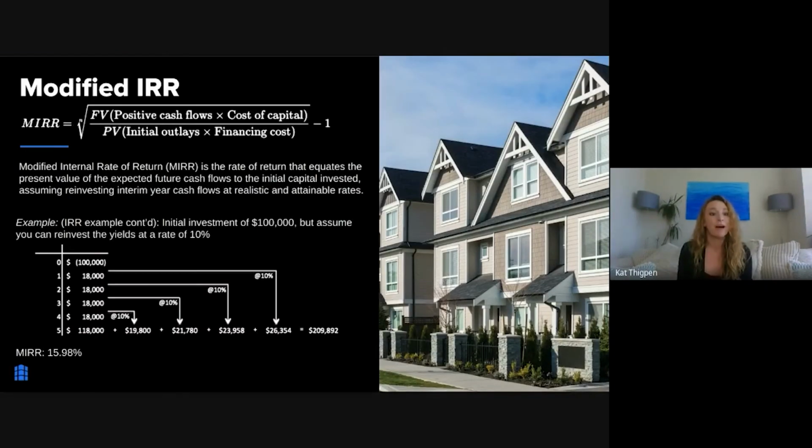All right, so we got modified internal rate of return, and that is the rate of return that equates the present value of the expected future cash flows to the initial capital invested, assuming the reinvesting of interim year cash flows at realistic and attainable rates. So basically, you're taking this money that came out each year, the cash flows, and putting it back into the property. Is that correct, Louis? Am I understanding that right?